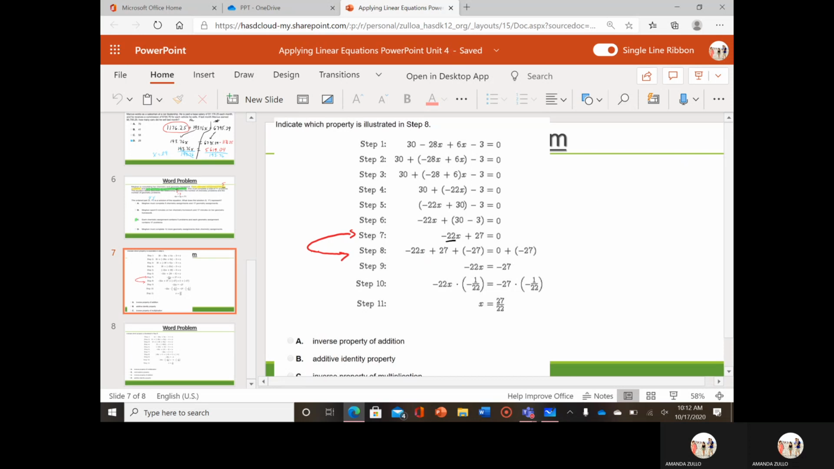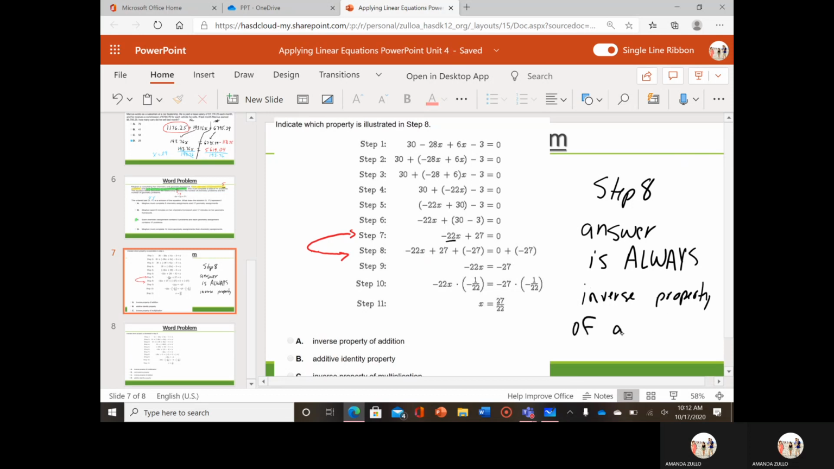All right. So here's your hint, though. Step 8, the answer, if they ask about step 8, is always. So for those of you who stuck it through, there's your answer. That's what it's going to be on your test. They ask for step 8.